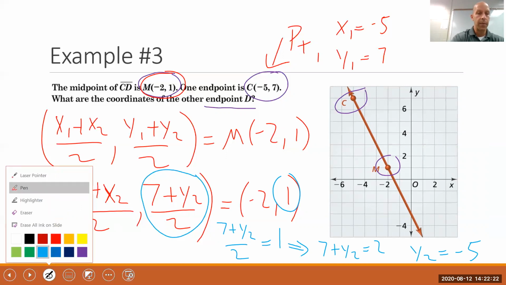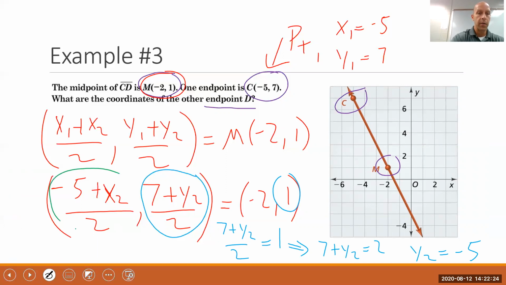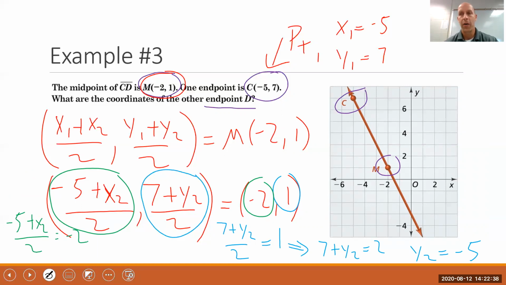Similarly, I could play the same game with the x's. So this is my x's, which gives me this. So I'll ask the question again: what number plus -5, divided by 2, would give you -2? Let me say that again. What number plus -5 divided by 2 would give you -2? Do you know what the number is?